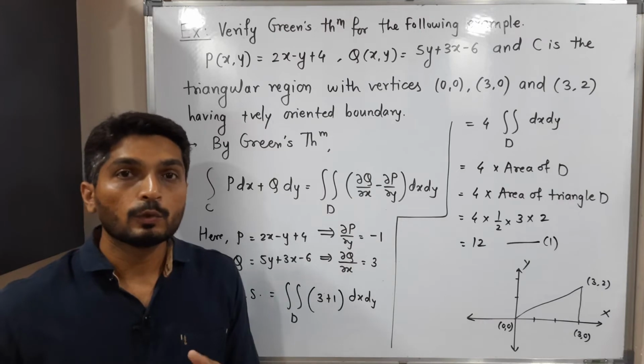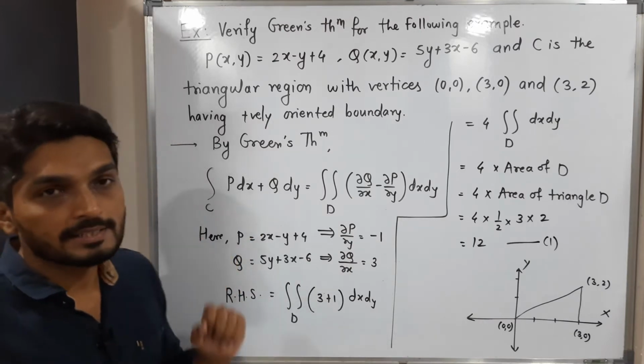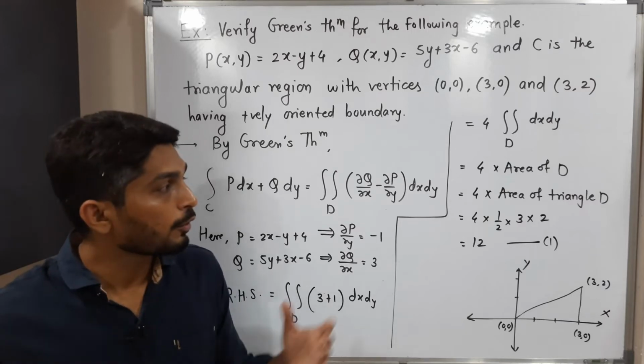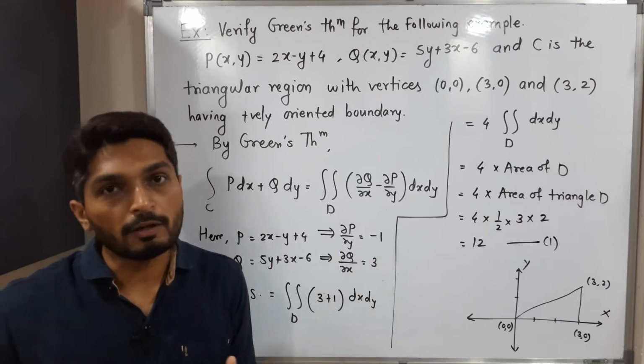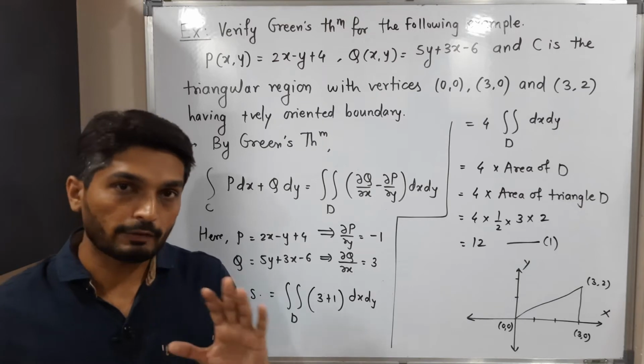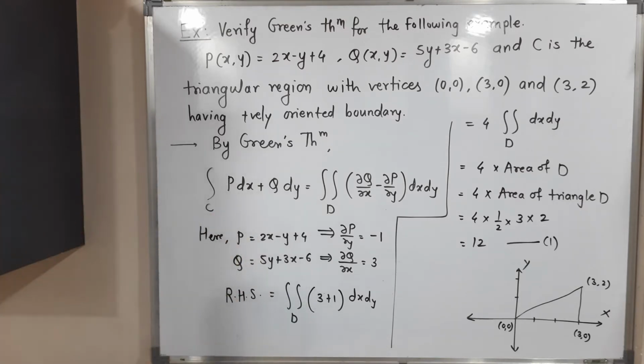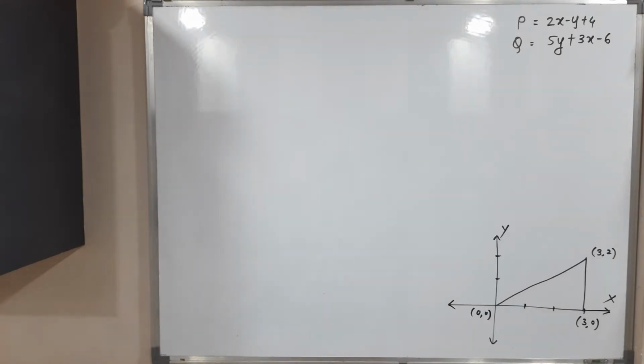Now we are going to work on the left hand side. Finally, the left hand side should be 12. Then from 1 and 2 you can say both of them are equal and Green's theorem will be verified. That will be our conclusion, but before that we will work on the left hand side. So make a screenshot of it first, then we will go further. Let us start to work on the left hand side now.